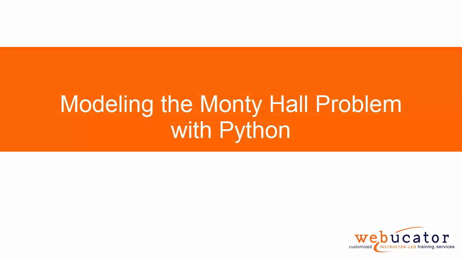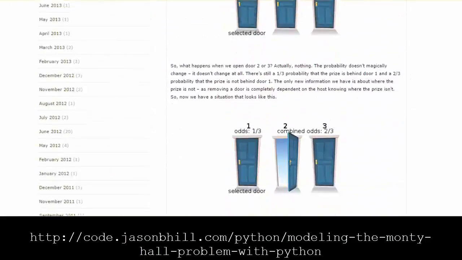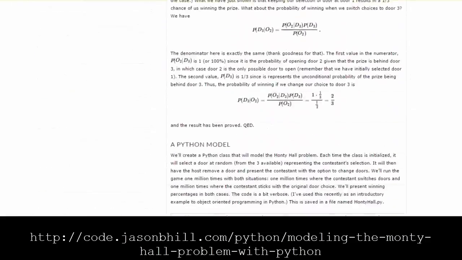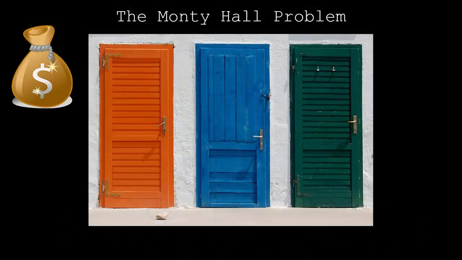In this video, I'm going to show you a Python script Jason Hill developed for modeling the Monty Hall problem. We found Jason's blog post at the URL shown here, and he agreed to let us create this video based on it. In his post, Jason explains the Monty Hall problem and even shows you a mathematical proof of it using Bayes' theorem. In this video, I'm going to describe the problem to you and then walk you through Jason's Python code, which in addition to being a cool model, provides a good introduction to Python object-oriented programming.